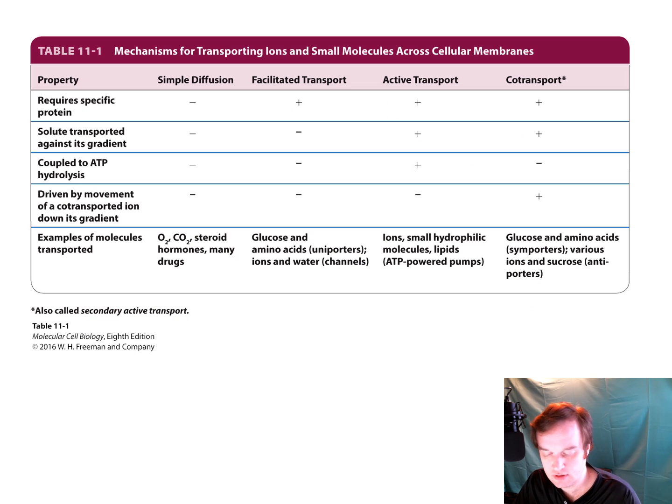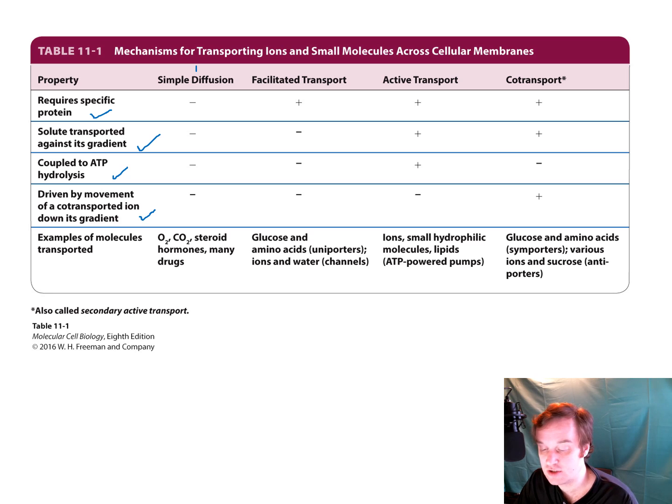This table shows mechanisms of transport and is a good way to summarize how this transport works and some of the characteristics. So we have simple diffusion, and simple diffusion does not require a specific protein. It cannot transport against the gradient, is not coupled with hydrolysis of ATP, and is not driven by co-transport.